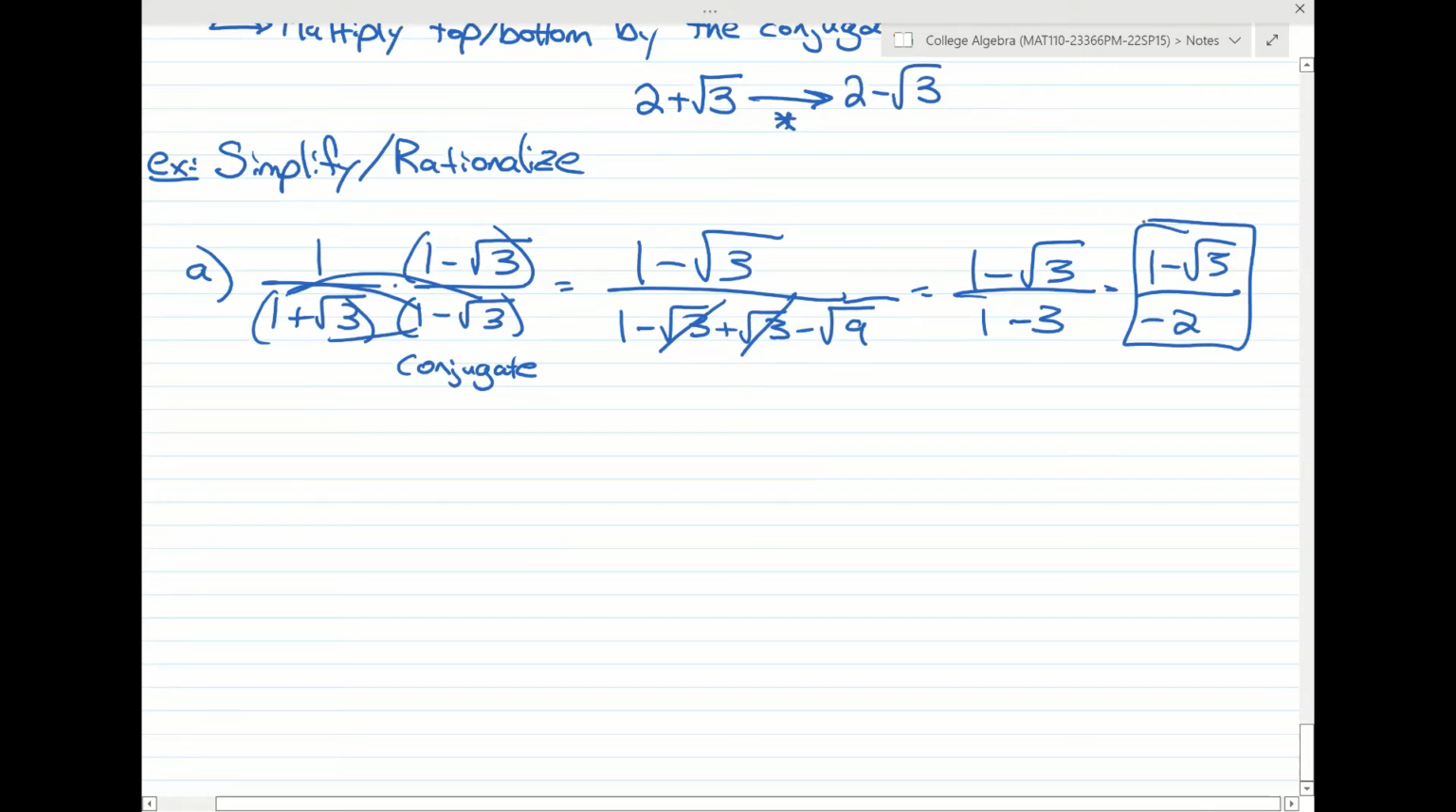Sometimes I've seen people get rid of the negative in the denominator. So if you wanted to, you could also write this as negative 1 plus root 3 over 2. I'll accept either one.